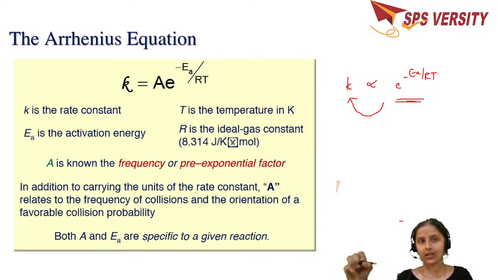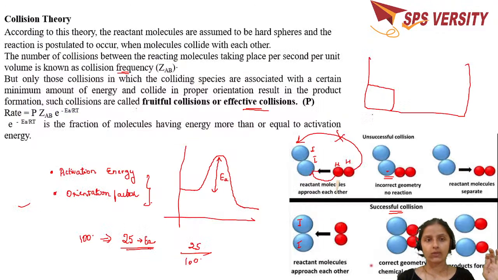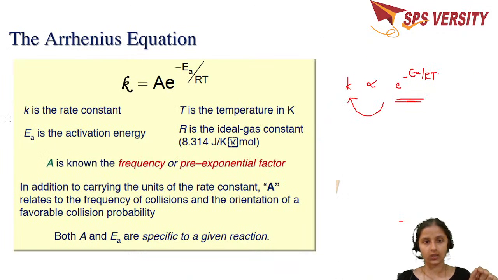How is the rate constant related to this? K is directly proportional to e to the power minus EA by RT, or we always say K is equal to A into e to the power minus EA by RT, where A is called the Arrhenius factor, or the pre-exponential factor. In the previous one, the orientation factor and the PZAB, the Z is the frequency factor, which is denoted by A over here. Whenever you consider a particular reaction, there is a particular value for activation energy as well as for the A factor.